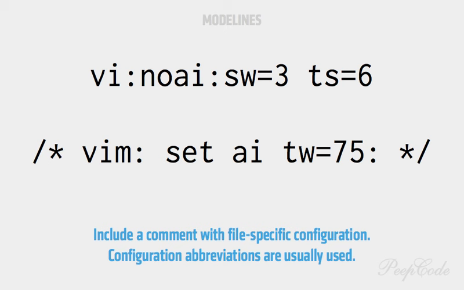Finally, you can configure Vim on a per-document basis using mode lines. These look like this. They must come within the first or last 5 lines configured by the mode lines option of a document. Typically, you would use mode lines for one-off files where it's not worth defining a whole new file type.